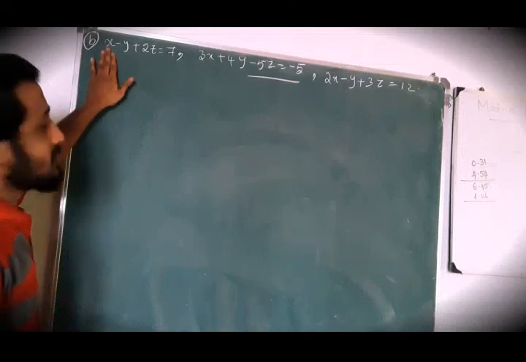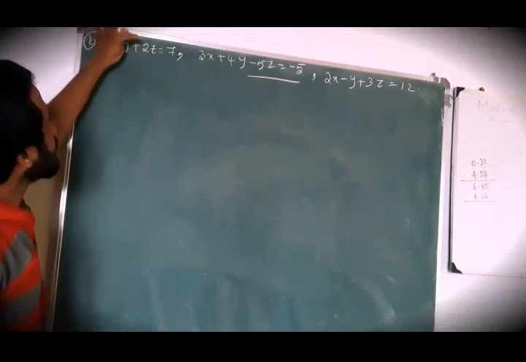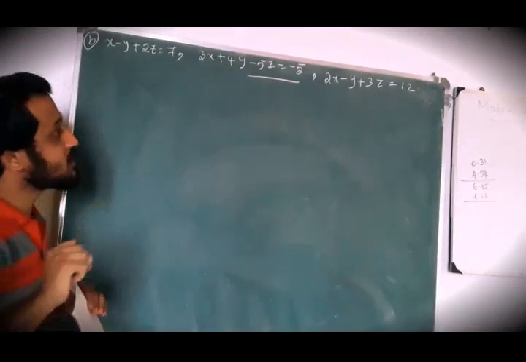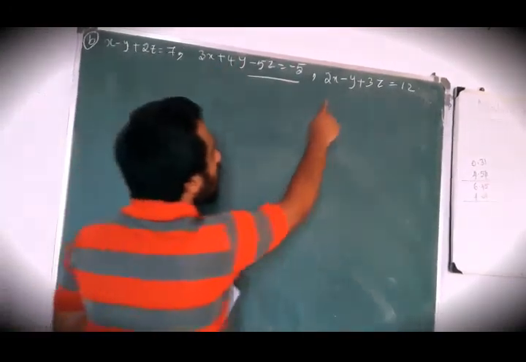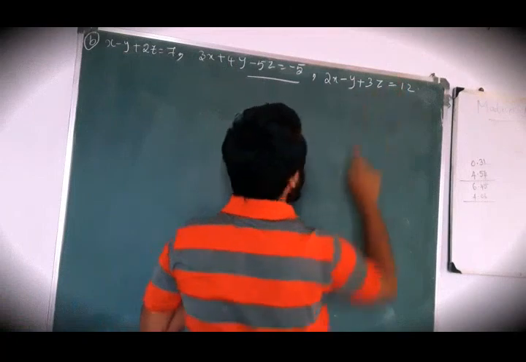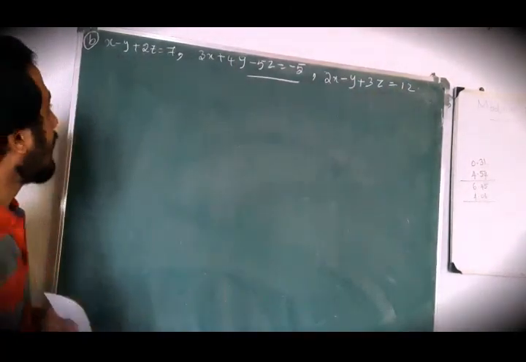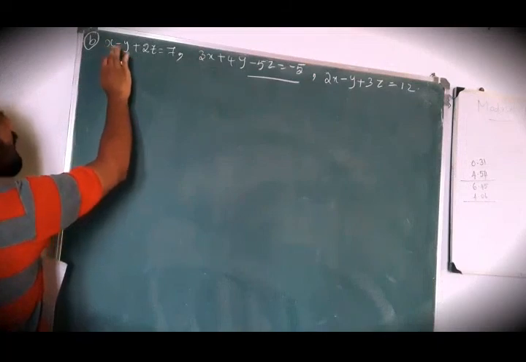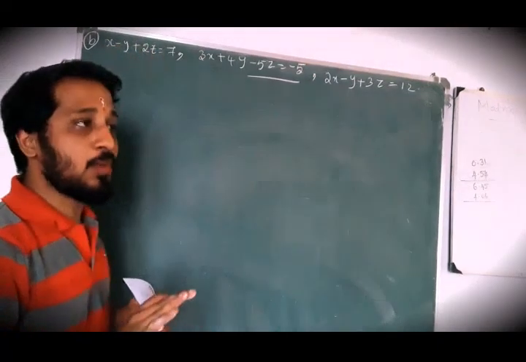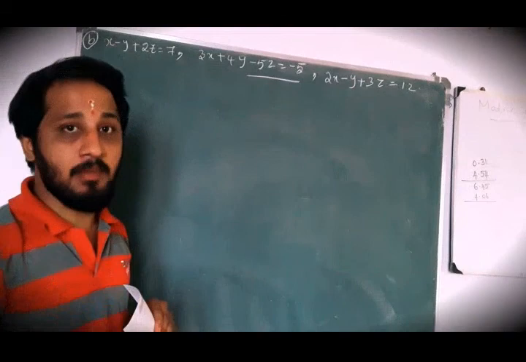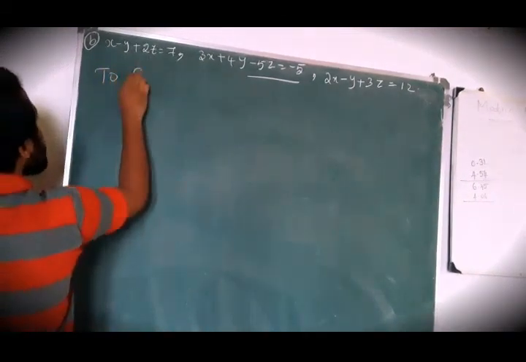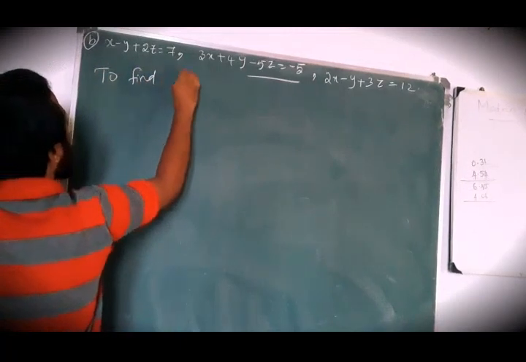Second question, subdivision B. x minus y plus 2z is equal to 7. 3x plus 4y minus 5z is equal to minus 5. 2x minus y plus 3z is equal to 12. Now, here the unknown variables are x, y, z. That means you will get a determinant of a 3 by 3 matrix. First, our task is to find delta.